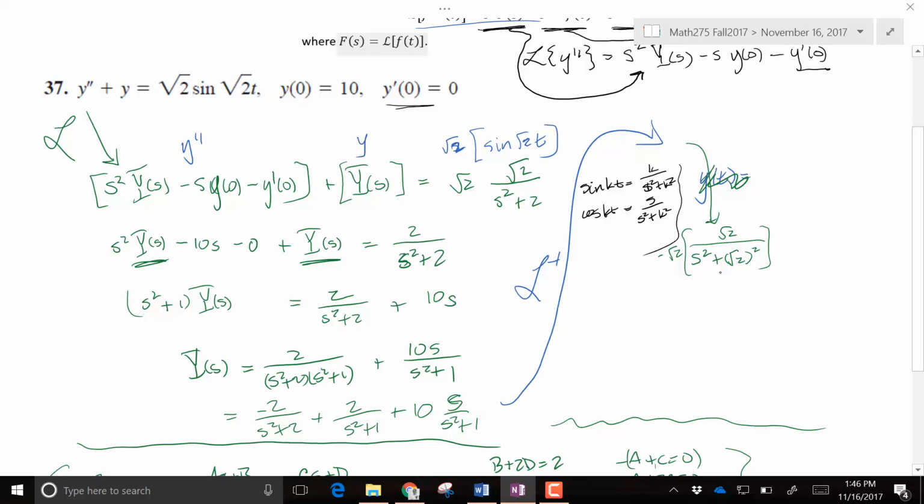Okay. For the second one, our k is 1, so the 2 can just move on the outside. And then our last one, we already kind of have it set up. Our k is 1 also.